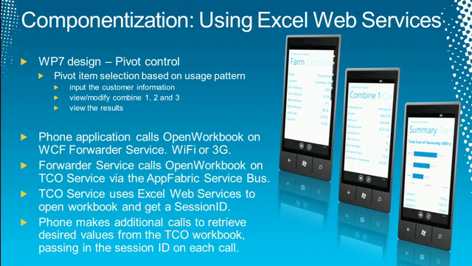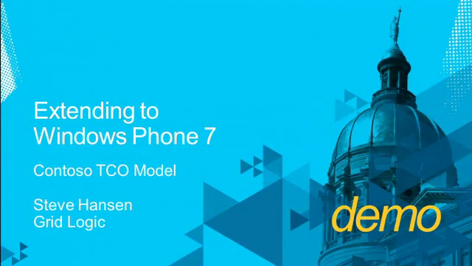So in this case, my phone application is going to call the Open Workbook method in my Azure service, which is going to forward that on to my on-premises service. It's going to open the document, get a session ID through the Web Service API. It's going to hand that back to the phone. And now every time the phone talks back to that web service to get another part, it's going to use that session ID as it passes on down. So with that, extending the phone to Windows Phone 7.